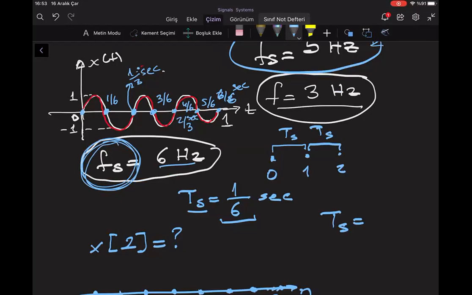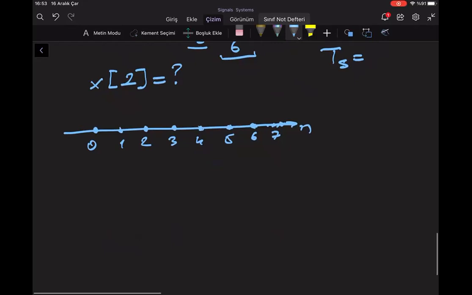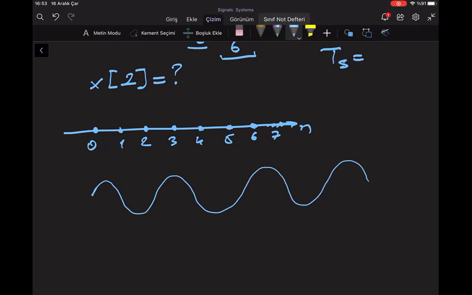Decrease. Why, Anya? Why should we decrease? I don't know. If we decrease, we are going to increase FS, and maybe it's going to solve the problem. I'm thinking about the solution of the alias, and that's why I'm saying that. So think about this, friends. I have this signal. Now I am sampling like that, at every 1, 2, 3 here.